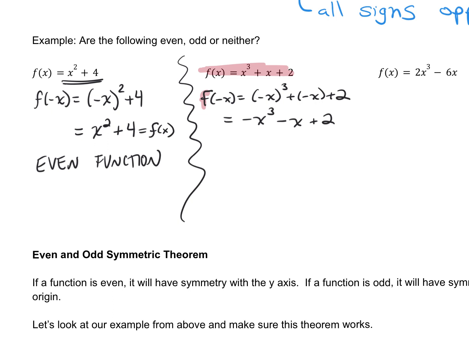It's also not the opposite. For it to be the opposite, all the signs would need to be opposite. So this positive turned to negative, this positive turned to negative, but the 2 is still positive. So this does not equal the opposite function or the original. So we just simply say this is neither even or odd.